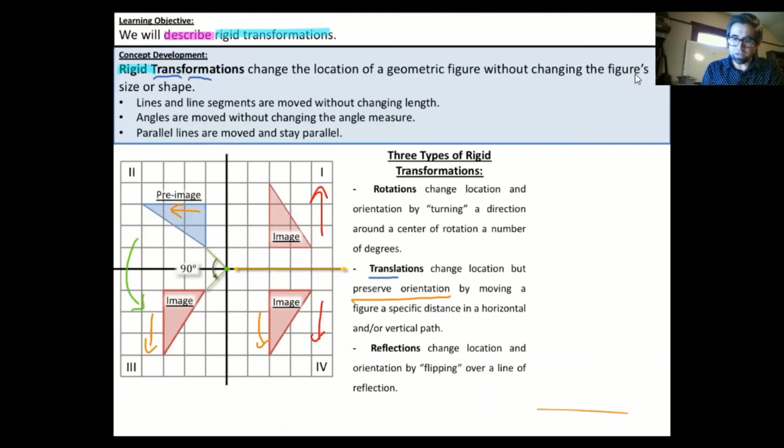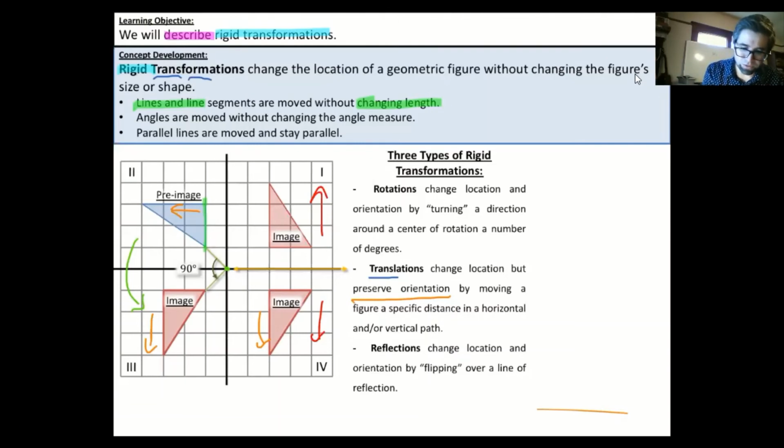Now, I don't want to just skip over these critical attributes or these bullet points, so let's look at them real quick. This says lines and line segments are moved without changing length. So it's important to note that when we do a rotation, translation, reflection, the lines all stay the same. So let me highlight here in green what I'm talking about. This length right here, this vertical line, after the rotation, let me show you that that is a length of 2, right? So it's just 2 units.